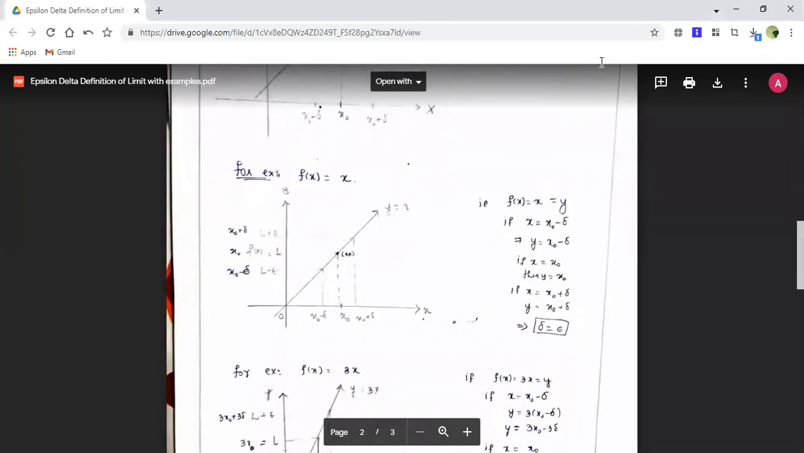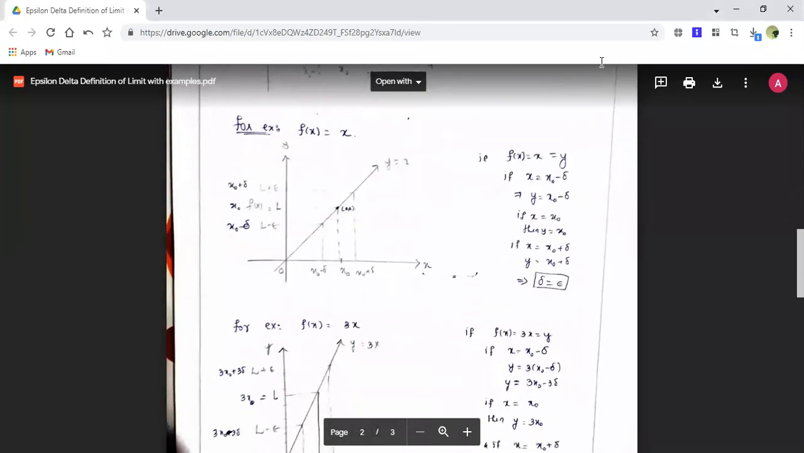So here, for example, if I take say f of x is equal to x, you can see how your graph looks. I have drawn this graph here. This is your graph of f of x is equal to x.